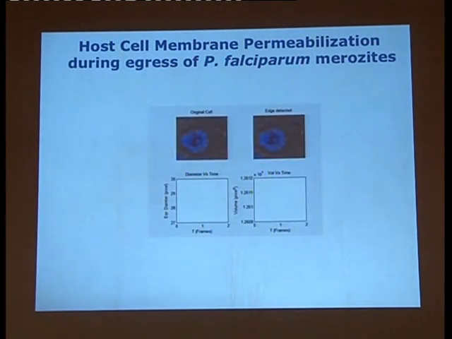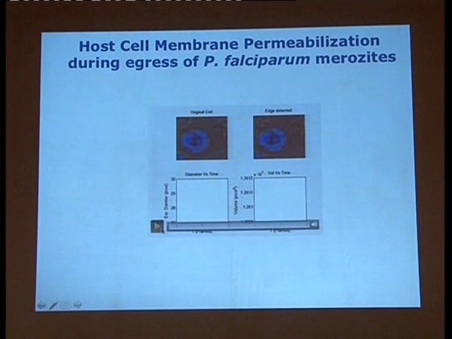At the same time, when we were doing the calcium experiment, we also wanted to see what happens to the red blood cell membrane, whether just before egress this host cell membrane gets permeabilized or not. You can see the movie again, where we are probing our red blood cell membrane, and in the media we have put a dye, which enters only after permeabilization of the membrane. So whenever you see a signal around the parasite, that indicates the host cell membrane is now permeabilized.